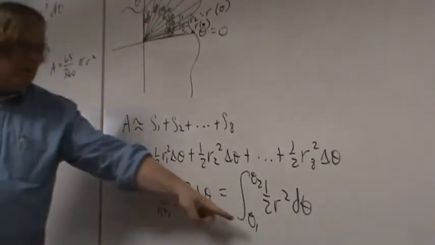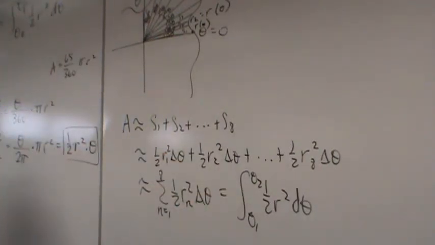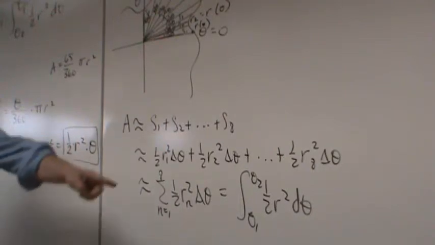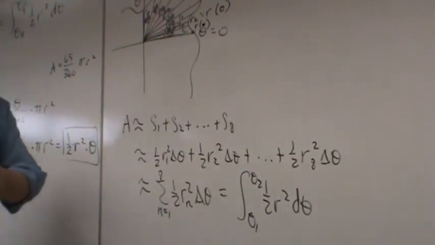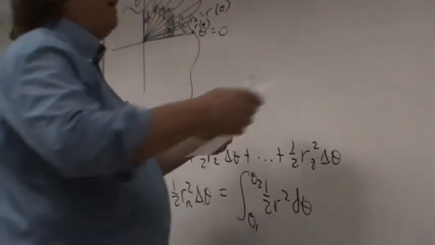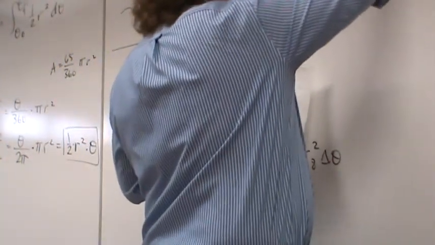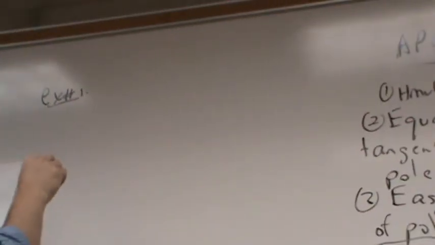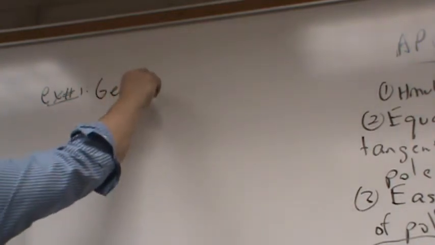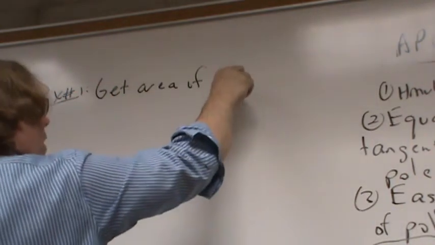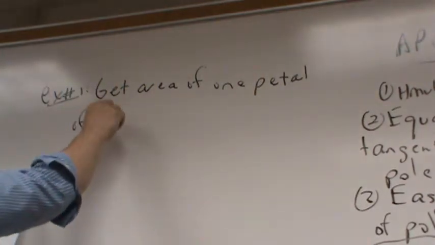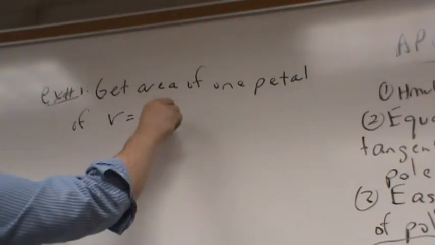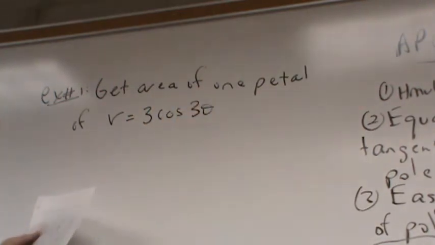How are you going to determine theta 1 and theta 2? I'll tell you: by your graphing calculator. You're going to do it entirely graphically. You're going to determine what those bounds are by using your graphing calculator. So let's go ahead and do an example. Example number 1: get the area of one petal of r equals 3 cosine 3 theta.